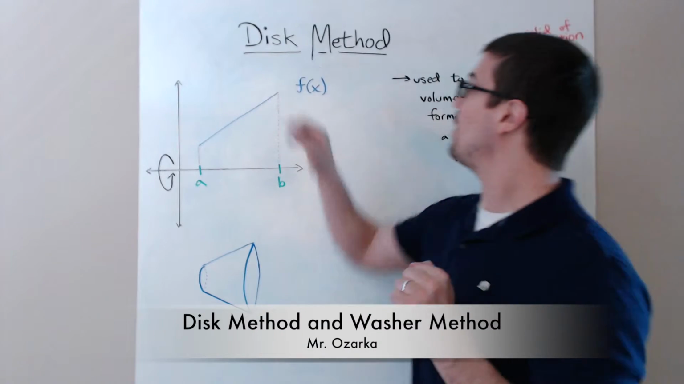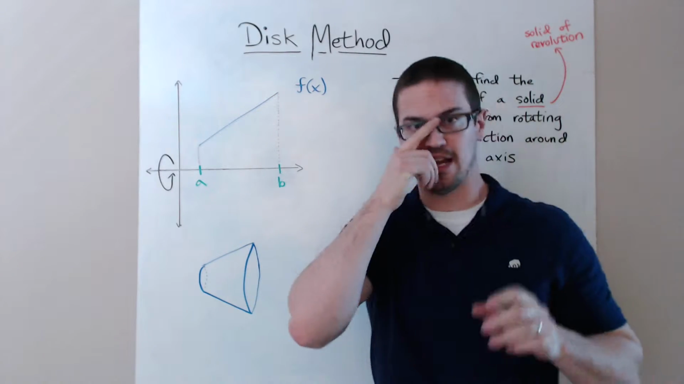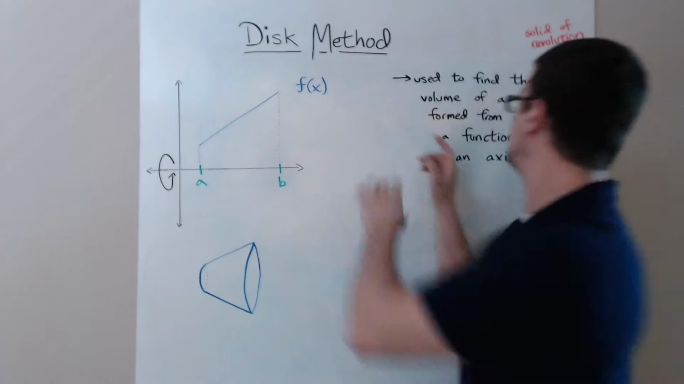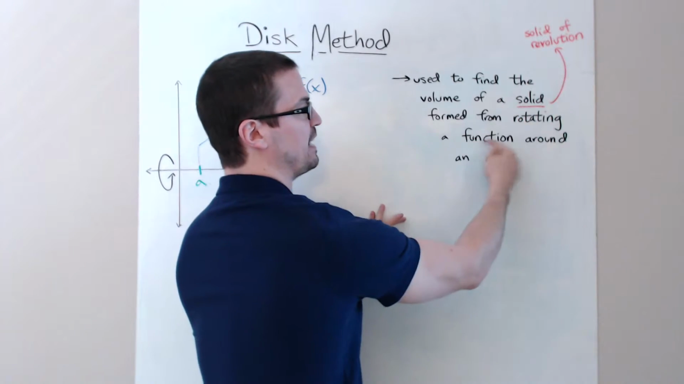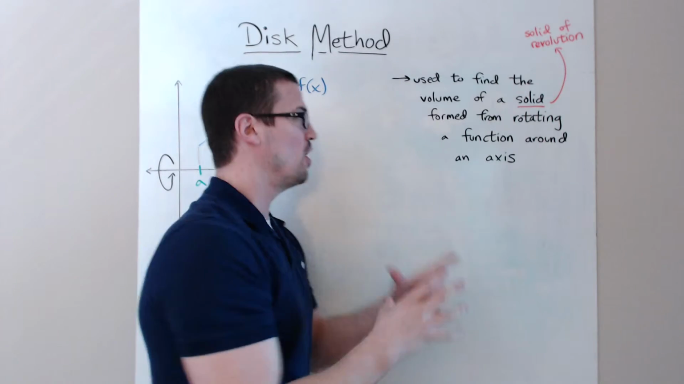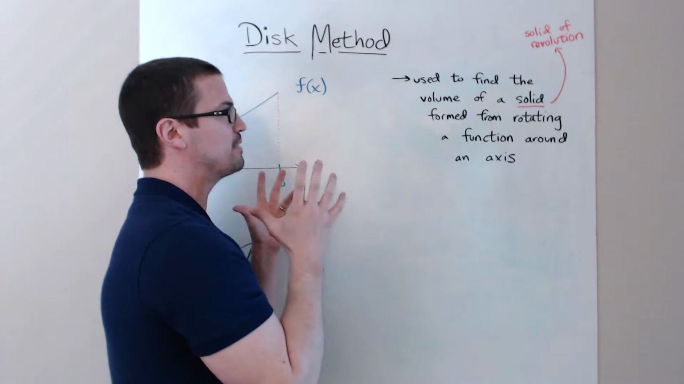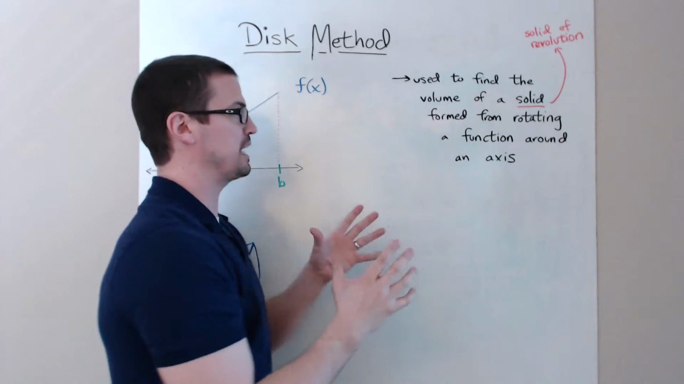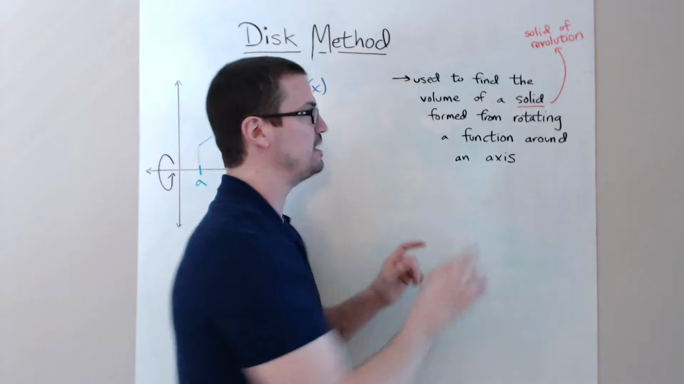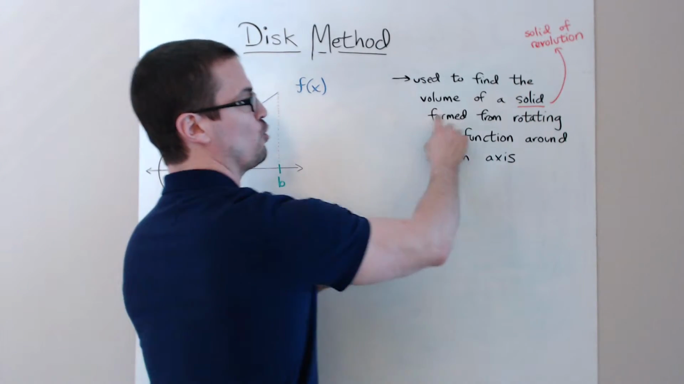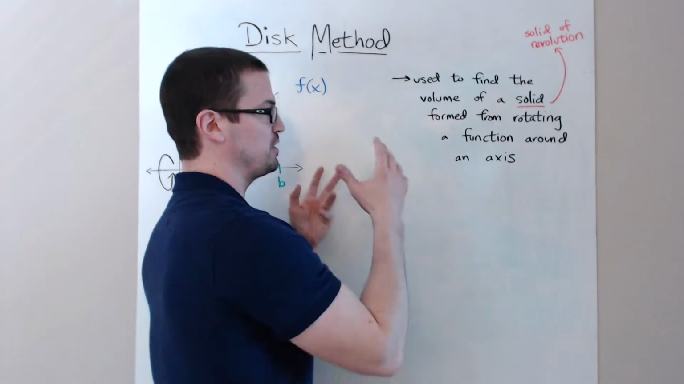Alright, so this is going to be a video on what's called the disk method. Basically, the disk method is used to find the volume of a solid formed from rotating a function around an axis. There's a lot to break down here, so I'm going to show you this using an example. So again, it's the volume of a solid. This solid is called the solid of revolution because you're actually going to be rotating it around a certain axis.